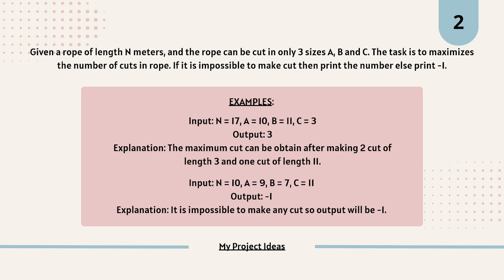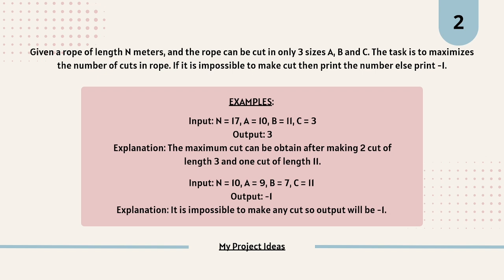You have been given an input n equal to 17, that is the length of the rope. The sizes are A equal to 10, B equal to 11 and C equal to 3. You have to cut the rope in such a way that the maximum number of cuts can be obtained, and your output should display the maximum cut. So let's have a look at the explanation. Here the maximum cut can be obtained after making two cuts of length 3 and one cut of length 11.